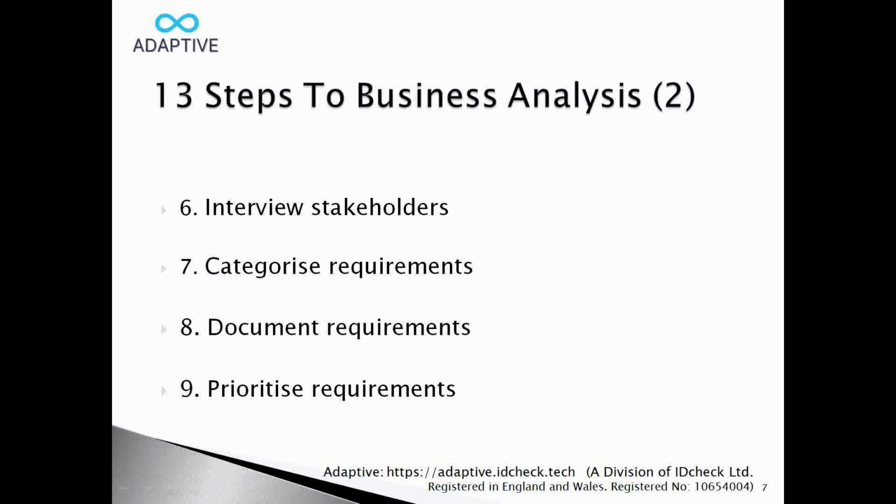Step 8. Document requirements clearly. Each item should relate to business needs and be within scope. A key reason for project overruns, time or budget, is unclear wording, leading to the wrong functionality being implemented.